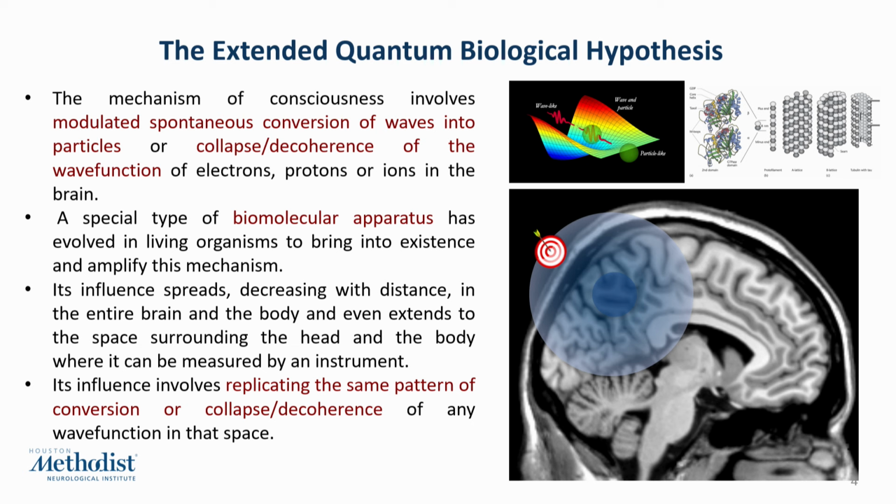This is the quantum leap, no pun intended, that I made from my non-physics background. If this collapse phenomenon is confined to the brain, it's hard to measure, right? But what if this collapse phenomenon has a spreading influence in space? So the collapse of an electron, say, collapses the surrounding electrons or any other waveforms in the vicinity of this collapse event, and it spreads through the whole brain, spreads outside the brain to some extent, and maybe spreads through the whole body as well.